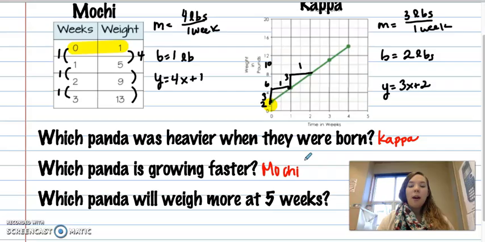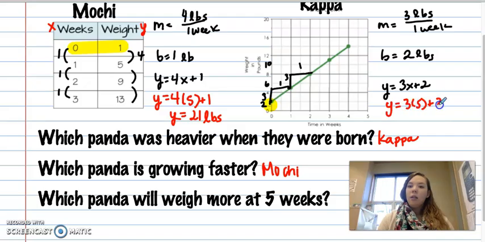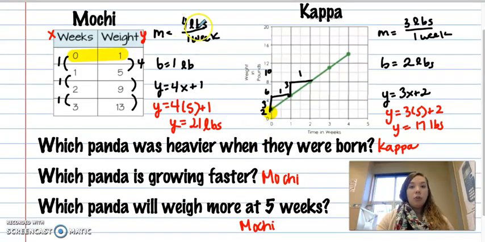Which panda will weigh more at 5 weeks? So to do this, we can plug in 5 for x because weeks is x, weight was y. So here, 4 times 5 plus 1 would give us 20 plus 1 is 21 pounds. Over here, 3 times 5 is 15. 15 plus 2 would give us 17 pounds. So it looks like Mochi will weigh more at 5 weeks. All right, so that's our first example. You should have everything I wrote and your graphs in your notebook.